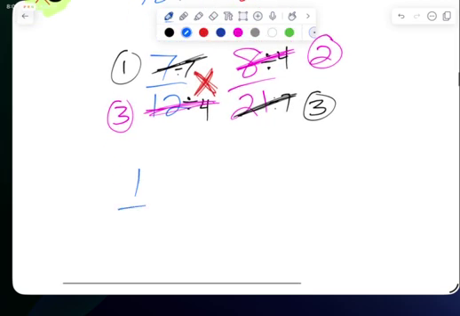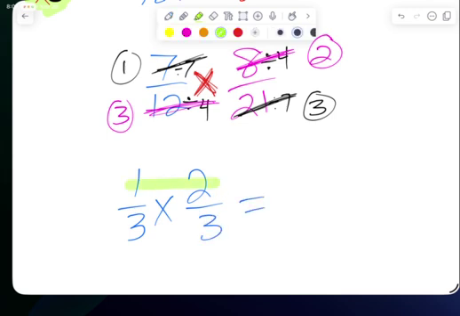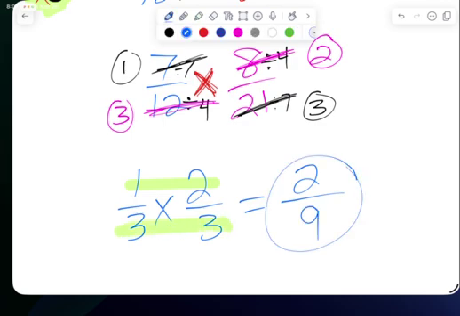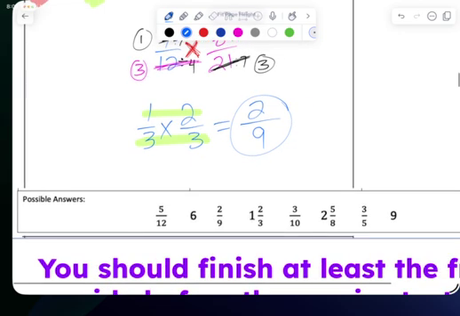We have 1/3 times 2/3. Top times top. 1 times 2 is 2. And for the denominator, 3 times 3, be careful, make sure you times and don't add, is 9. So that final answer is 2/9. That's this one right here. So I think we've got those 3 so far.